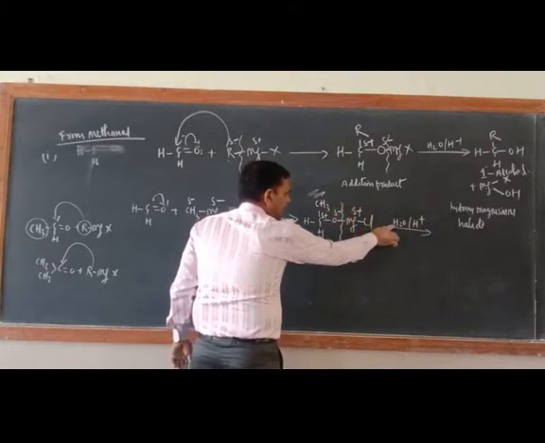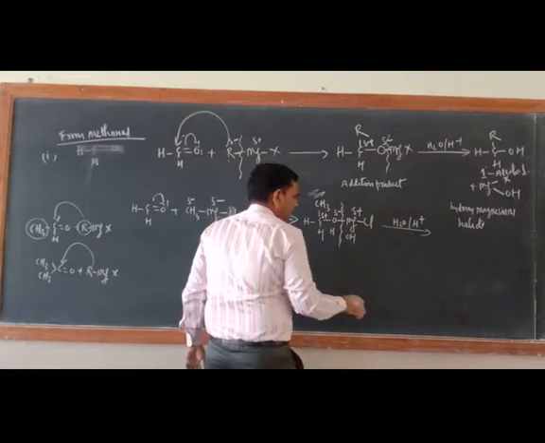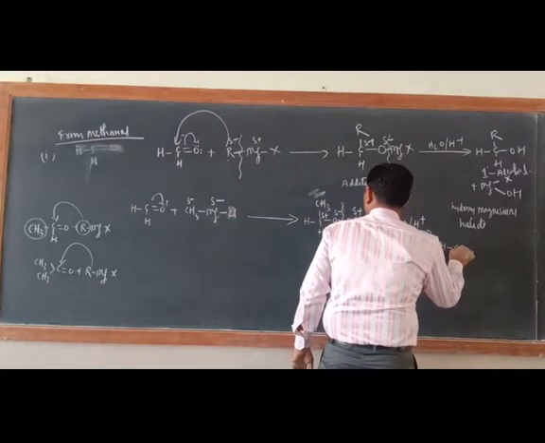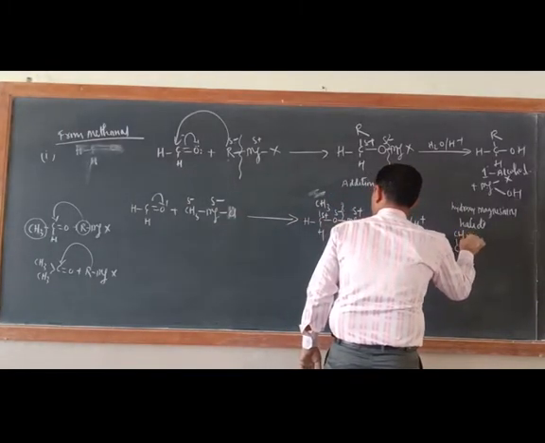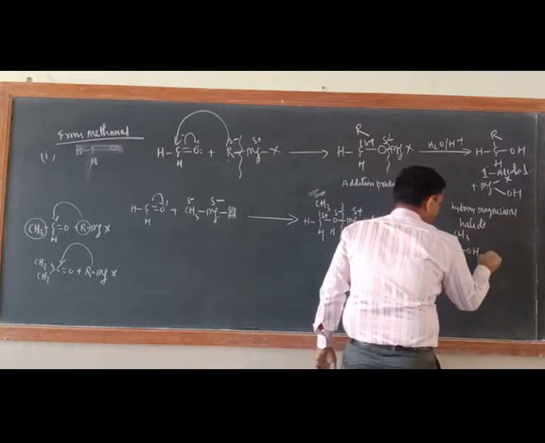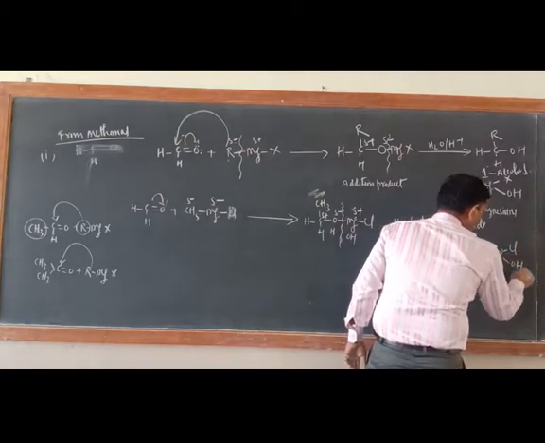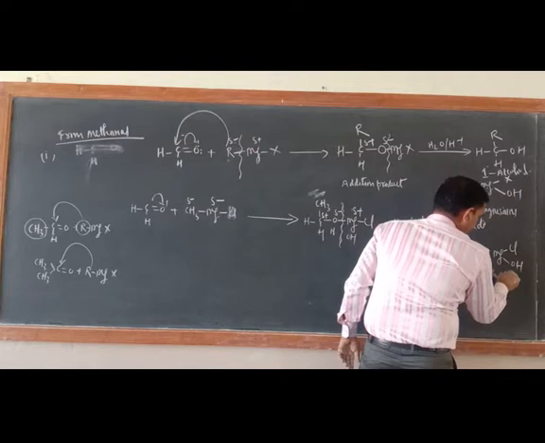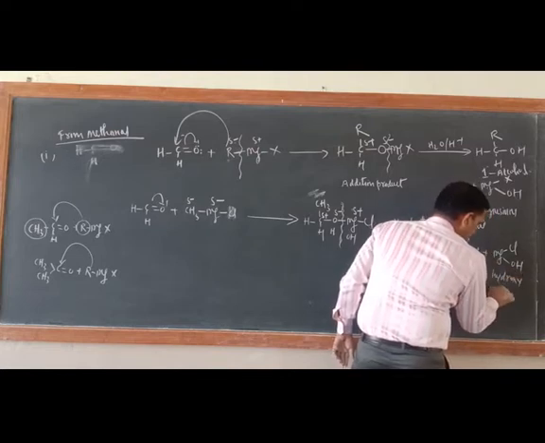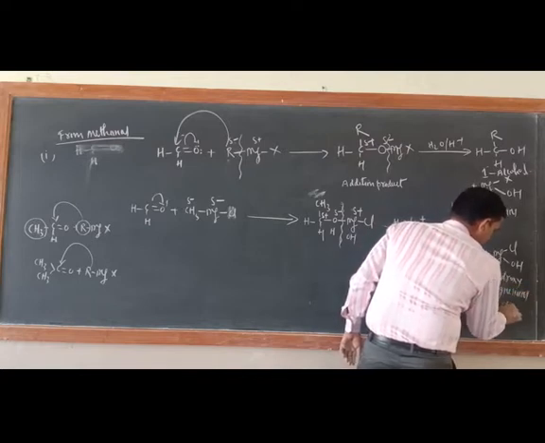So now H2O means HOH. So give H here, OH here. So what is the product here? The product is H, and here CH3, here H, here OH, plus Mg, here Cl, and here OH. Here what is there? Hydroxy magnesium chloride.